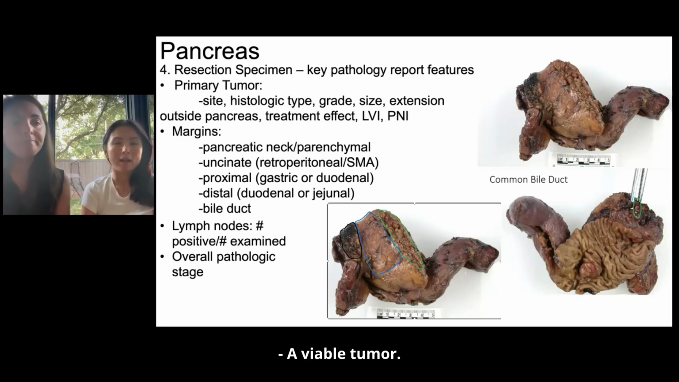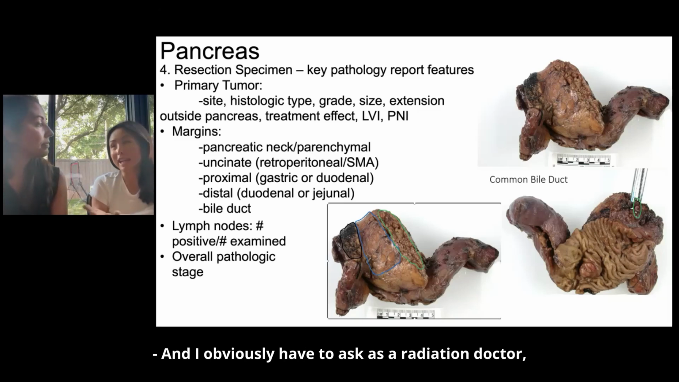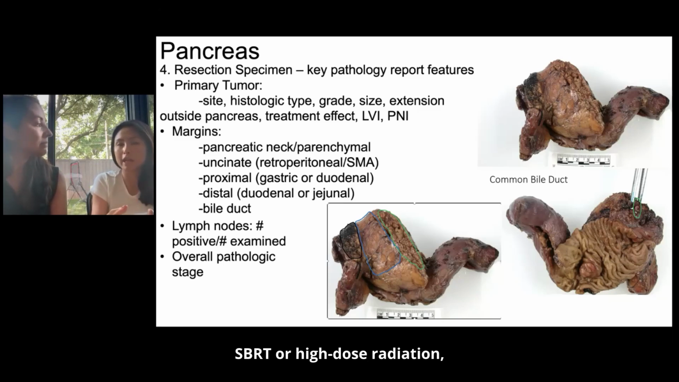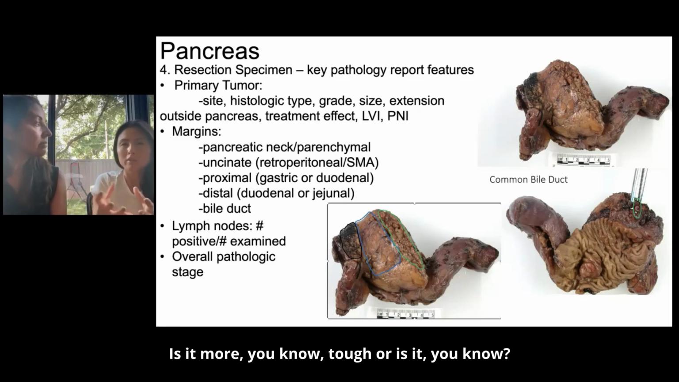of viable tumor. And I obviously have to ask as a radiation doctor, but if you see a patient after they've gotten, say, SBRT or high dose radiation, does the specimen look different? Is it more fibrous? Is it more, you know, tough? It can be.